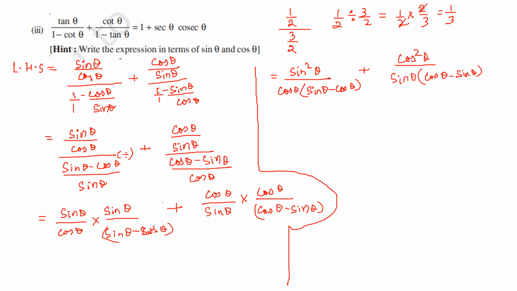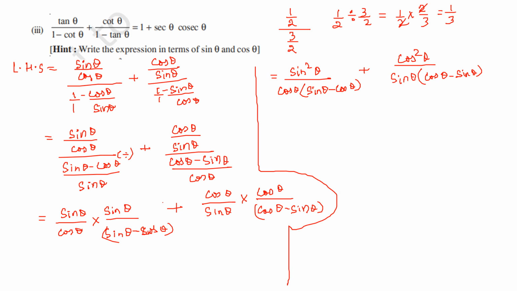Now if you see, in the first term sin theta minus cos theta is there, and in the second cos theta minus sin theta is there. So I can take sin theta minus cos theta common in the denominator if I take the LCM. If I have to make it the same, here it is sin theta minus cos theta, and here also I have to make sin theta minus cos theta, so I can take minus common over here, isn't it? Then this plus sign will change to a minus sign.